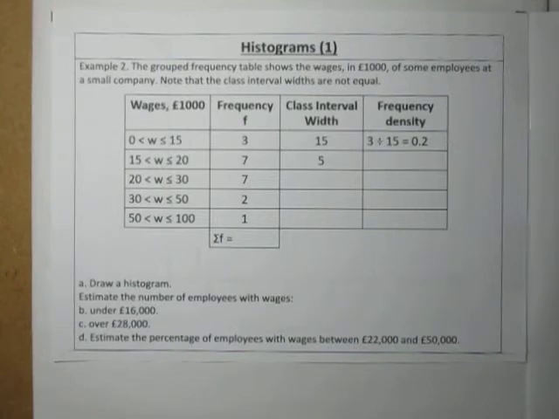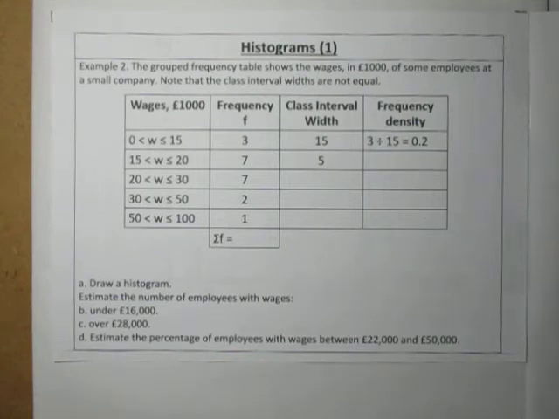So looking at this example, the grouped frequency table shows the wages in thousands of some employees at a small company. Note the class interval widths are not equal. Draw a histogram, estimate the number of employees with wages under 16,000, over 28,000, and finally estimate the percentage of employees with wages between 22,000 and 50,000.